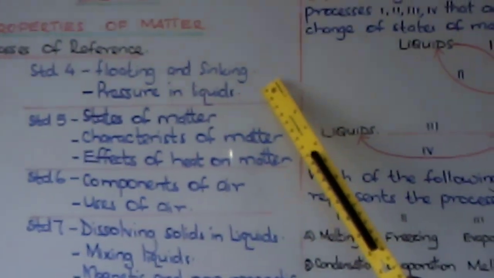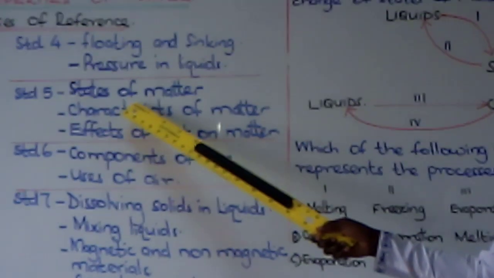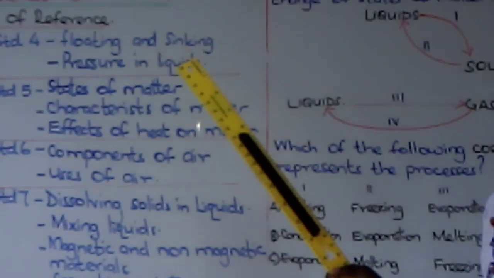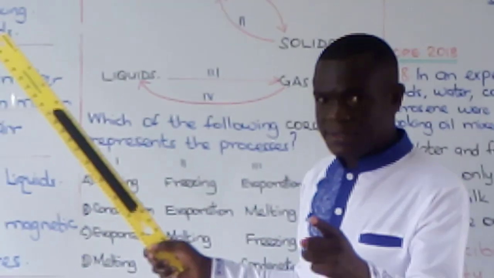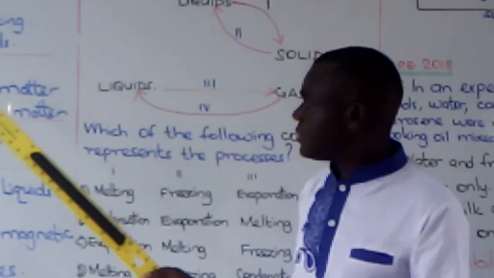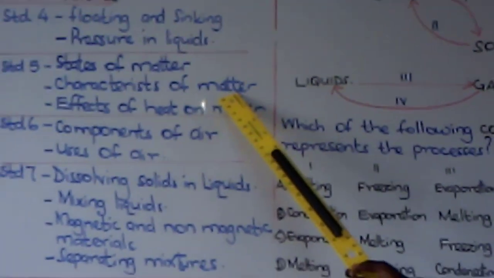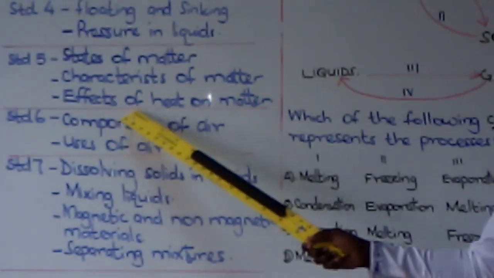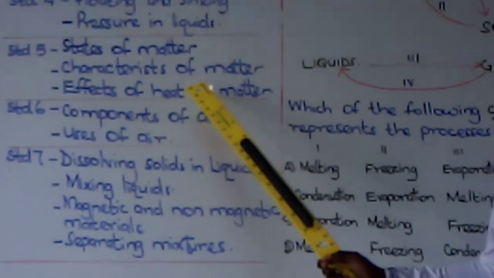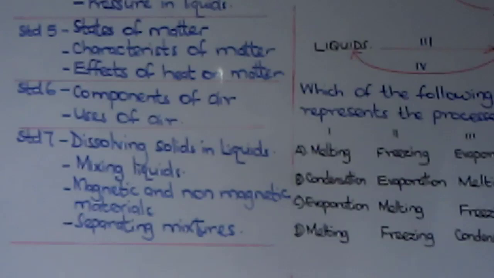That's properties of matter. In standard 5, we learned the states of matter, the 3 states of matter: the solid, the liquid, and the gas. Solid state, the liquid state, and the gaseous state. Then you've got the characteristics of matter. Then you've got the effects of heat on matter. You see, matter expands on heating and contracts on cooling. That was in class 5.